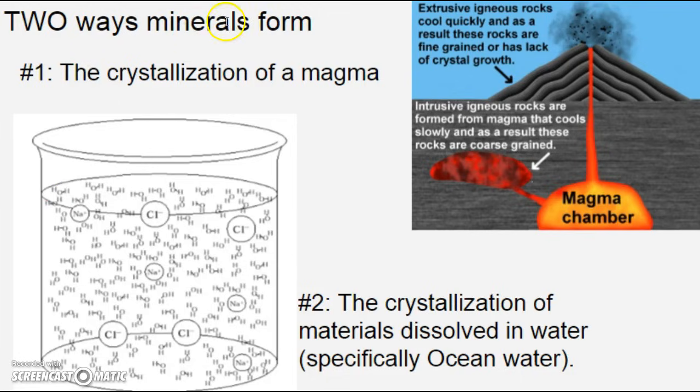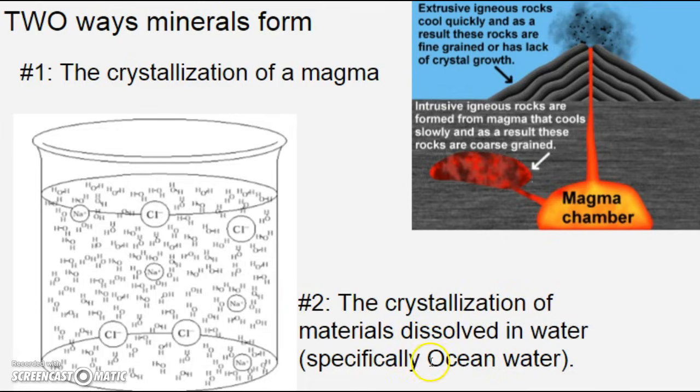So there are 2 ways in which minerals form. The first is the crystallization of a magma. Here you can see that rocks that form on the surface are going to be similar but slightly different than the rocks that form deep within the Earth itself. A second way in which minerals form is through the crystallization of materials that are dissolved in water.